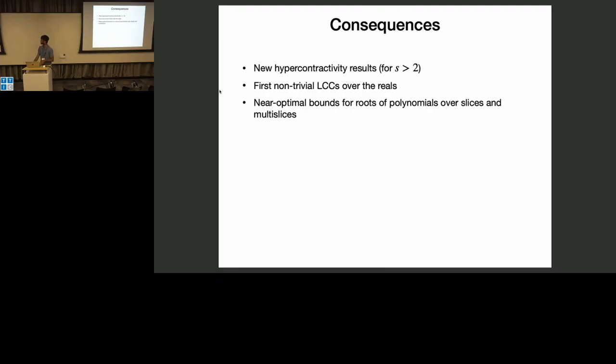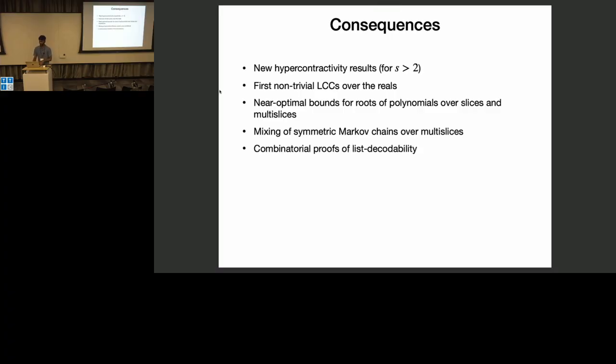We also show some properties of multi-slices. A multi-slice is a set of points in which all the characters appear an equal number of times, and studying local correction questions over grids led us to establishing bounds for low degree polynomials over these special subsets of grids. We also had to show that certain symmetric Markov chains over these multi-slices mix fast. And local list correction is a stronger version of list decodability, and we get list decodability also over these grids, at least in some regimes.